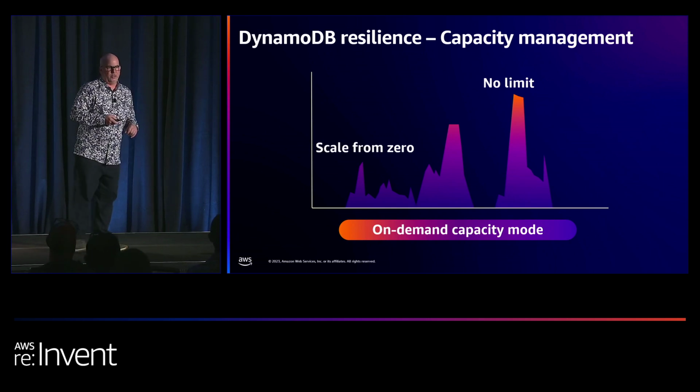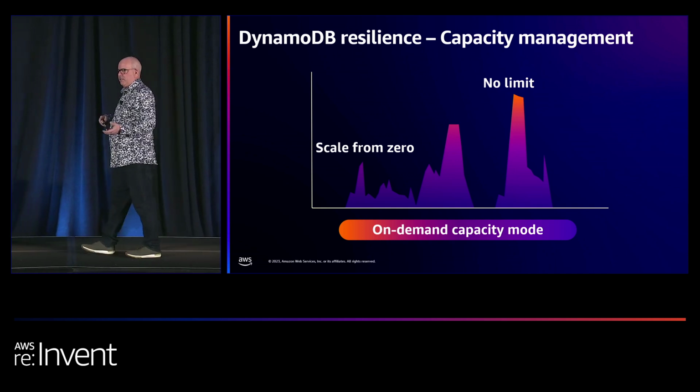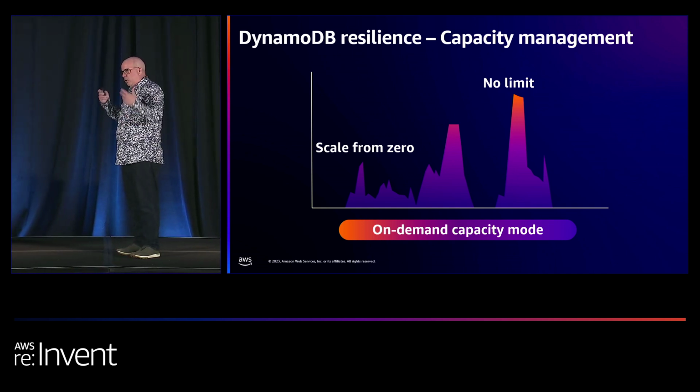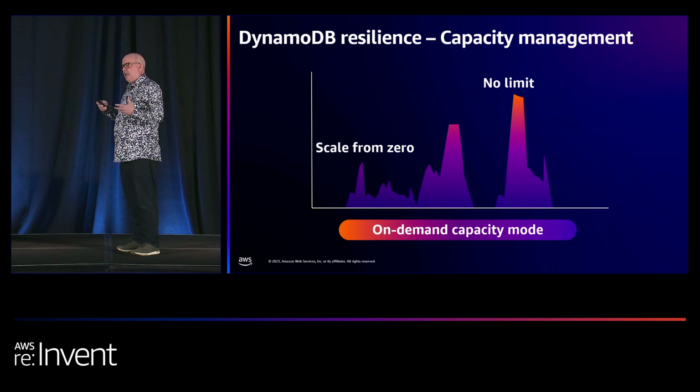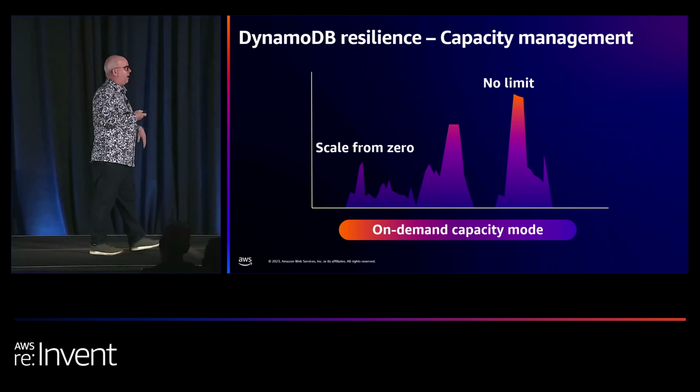We also offer on-demand capacity mode. And this is sort of the easy button for managing capacity for Dynamo. It scales all the way to 0. We automatically look at the level of traffic throughput that's coming in. If we notice that you need more throughput capacity than your table has currently, we'll just go ahead behind the scenes and automatically add that for you.